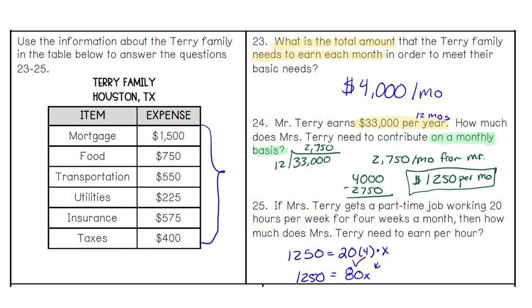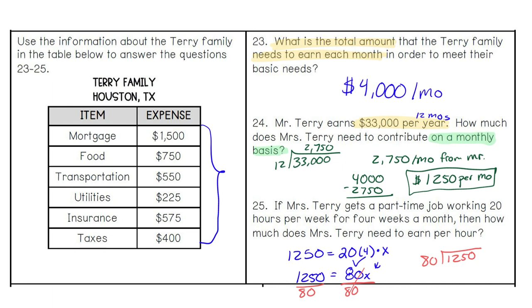1,250. Now I want to get X by itself. 80X is 80 times X. I want to do an inverse operation. So I want to divide this side by 80. Divide this side by 80. So it leaves me X alone. 80 goes into 1,250 how many times?